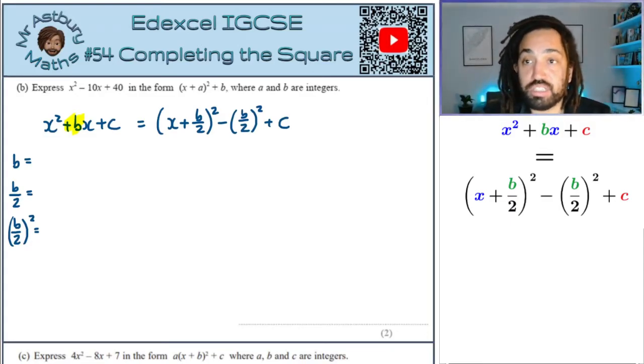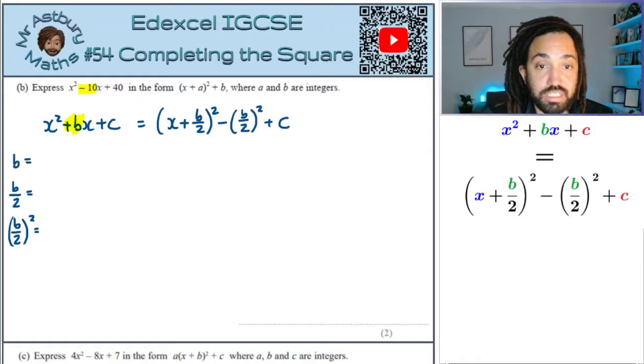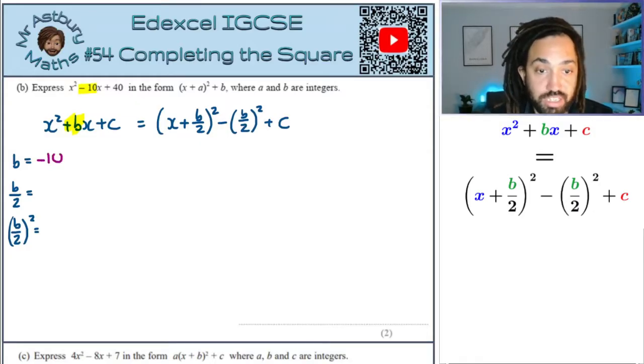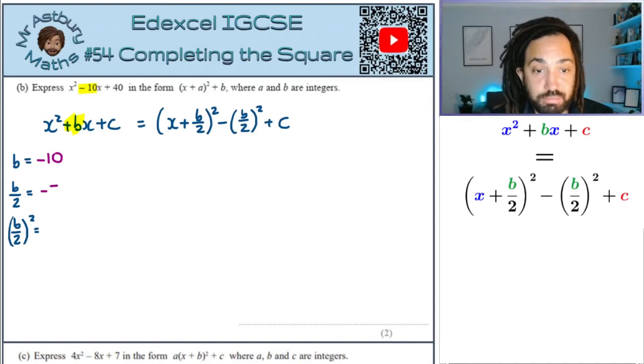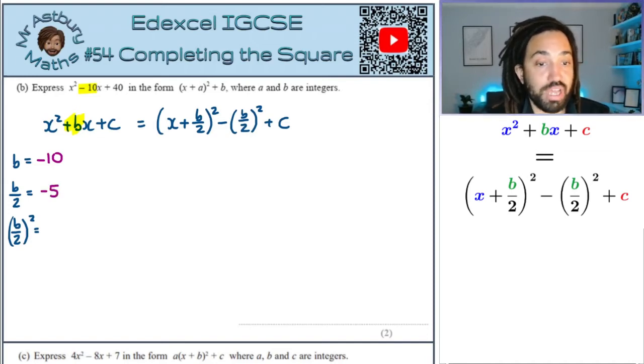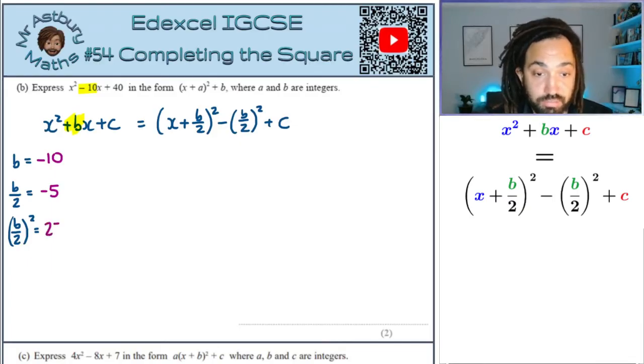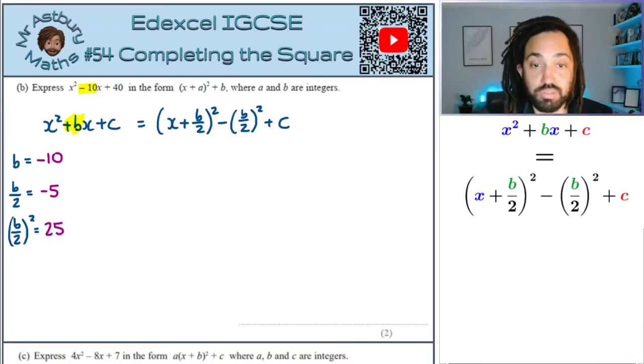Okay, so perfect. Let's look at this example here then. We've got minus 10 as our b term, so I'll write that over here, minus 10. I'll then half it, minus 5. And then when I square that value, minus 5 times minus 5 is 25. Okay, so I've got all of the pieces now.